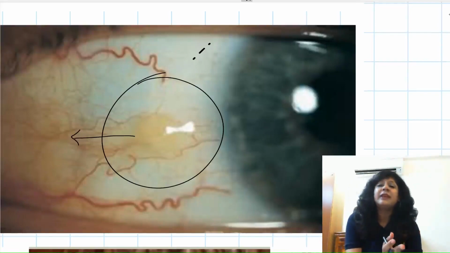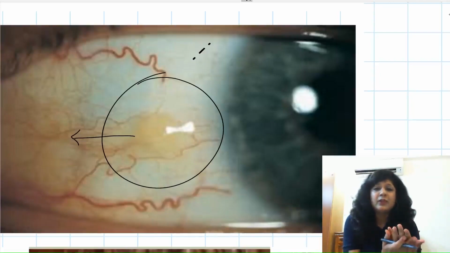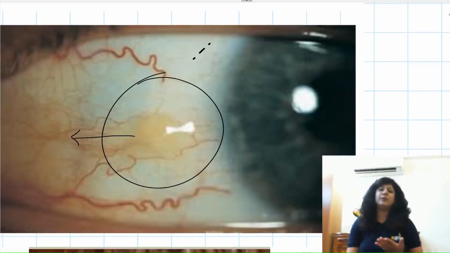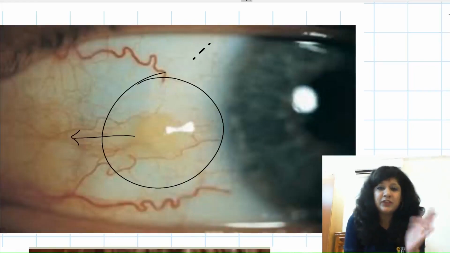Most of the times the problem is of cosmesis, because anybody doesn't like the yellowish discoloration of the eye. So that is the only problem. Otherwise we do not have any problem, and therefore we do not give any treatment.